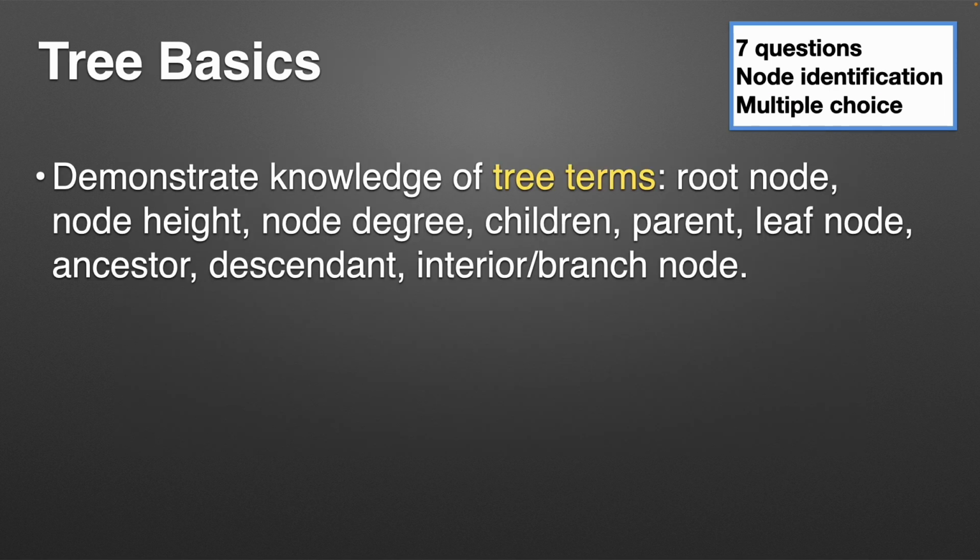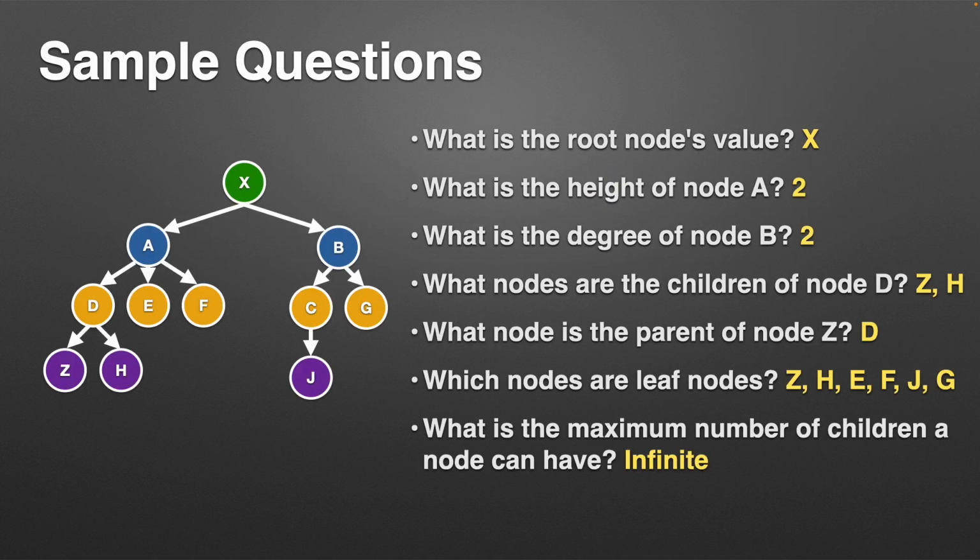On the tree basics, of 7 questions in this area, we'll have a tree and you'll identify certain nodes in the tree, so it's kind of multiple choice or matching. And then I think there's 1 or 2 that are straight up multiple choice. What those questions look like are things like this. You'll be given a tree, and again, it's not a binary search tree or even a binary tree, it's just a general tree. We'll have questions about what is the root node, the height of a certain node, the degree of a node, children, parents, those basic questions about relationships within a tree.